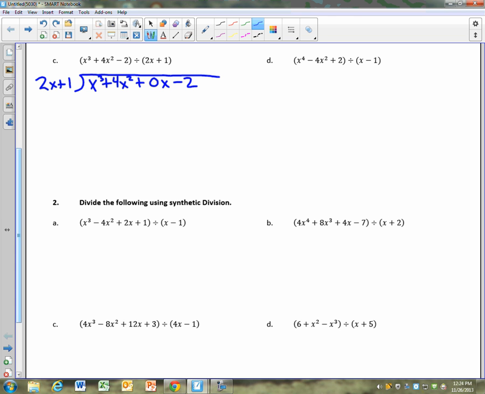Have to put in my 0x. Oh boy. What do I multiply 2x by to get x to the third? 1/2 x squared. How do you like that? 1/2 x squared.